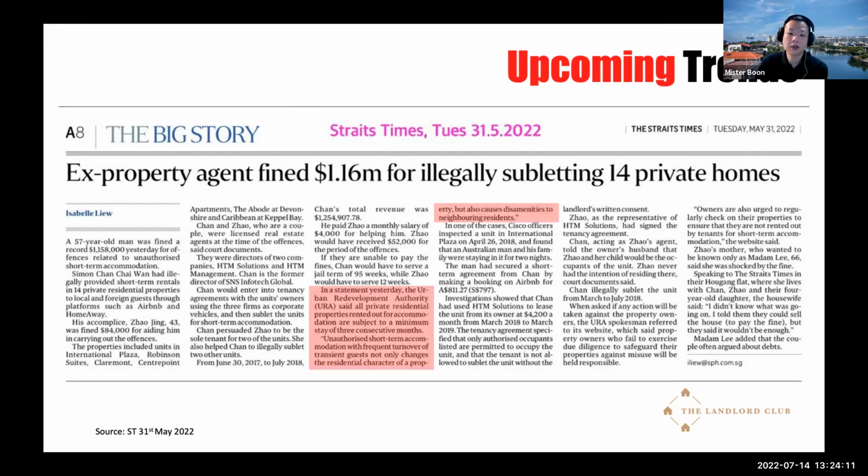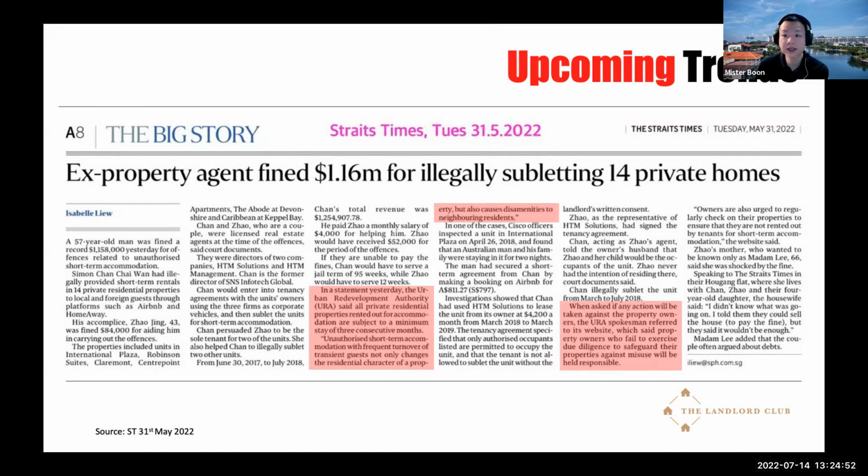So you can see that all URA statements say that rented out is subject to 3 consecutive months. So bear in mind, this one is 3 consecutive months for the renter itself. So unauthorized short-term accommodation frequency will have a higher turnover. So it might cause disturbance to the neighbors and also wear and tear in your unit. But just bear in mind, the second one is interesting. When asked, URA spokesperson referred to the website saying that property owners who fail to exercise due diligence to safeguard their property against such misuse will also be held responsible.